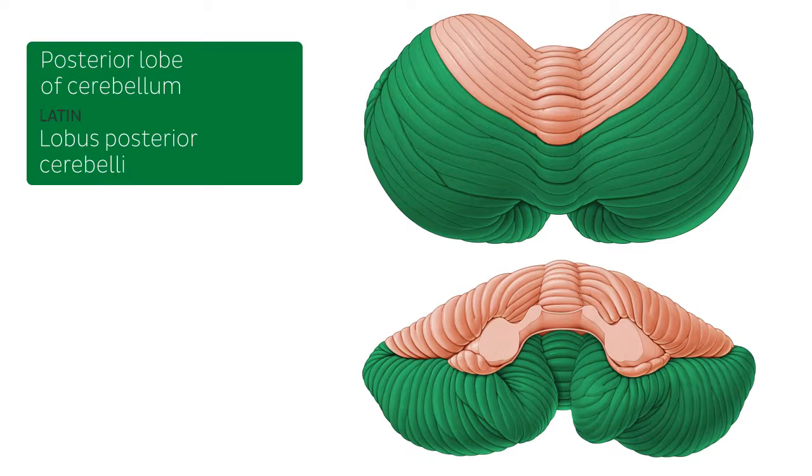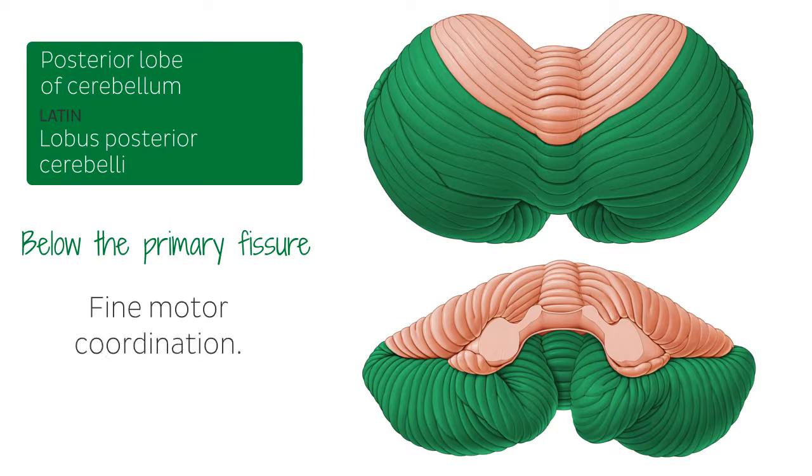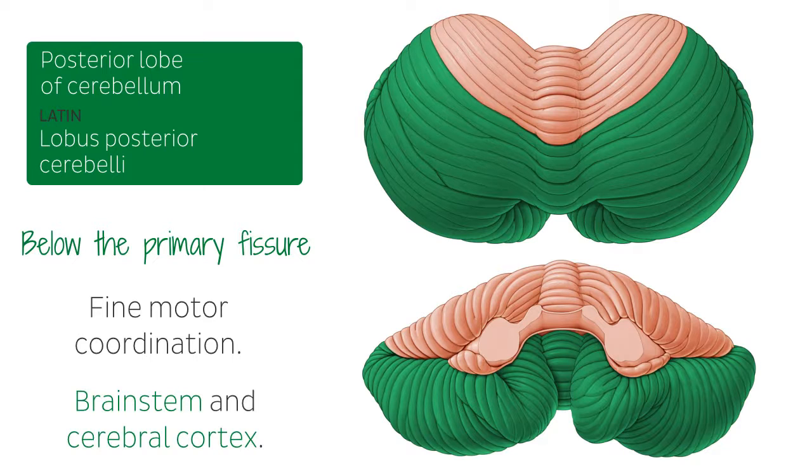Now, this is the part of the cerebellum that is found below the primary fissure, and as you can see here on these two illustrations on the screen, it is the largest part of the cerebellar hemispheres. It plays an important role in fine motor coordination, specifically in the inhibition of involuntary movement via inhibitory neurotransmitters, especially GABA, G-A-B-A. The posterior lobe receives input mainly from the brainstem and the cerebral cortex.